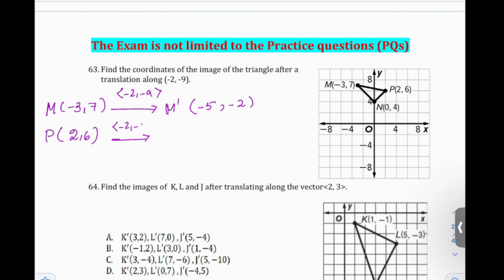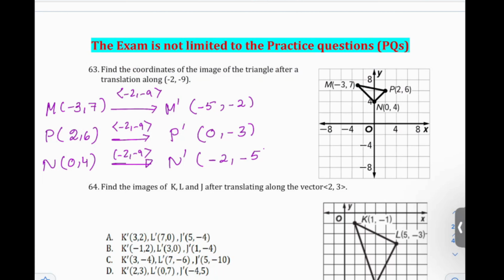Across this vector, it becomes P prime. Add 2 plus -2, 0. 6 plus -9 is -3. Then N is 0 and 4. Vector -2 and -9. So N prime, 0 plus -2, -2. 4 plus -9 is -5.